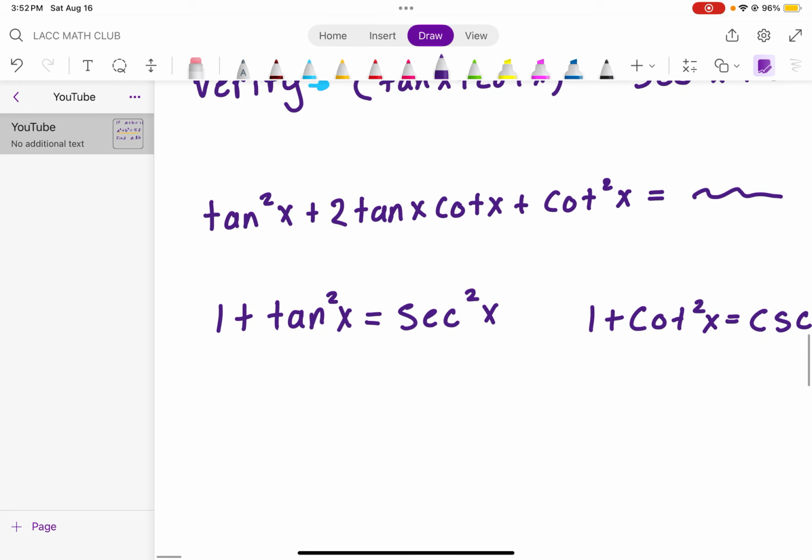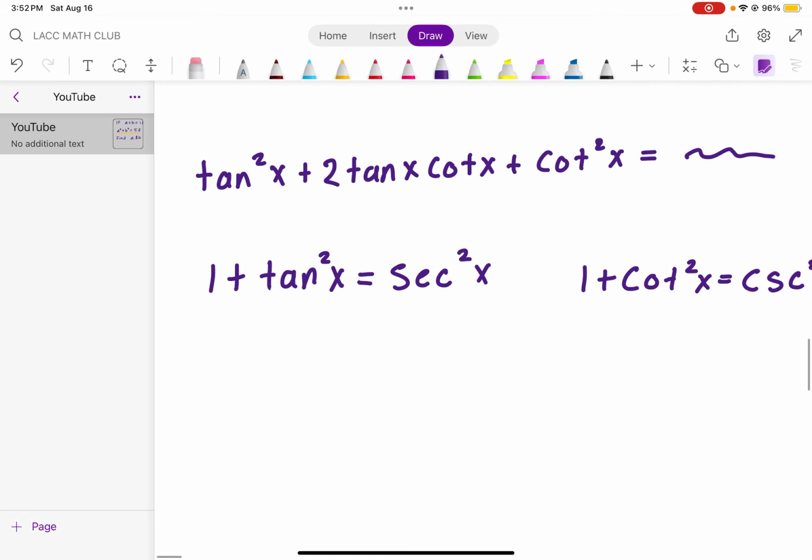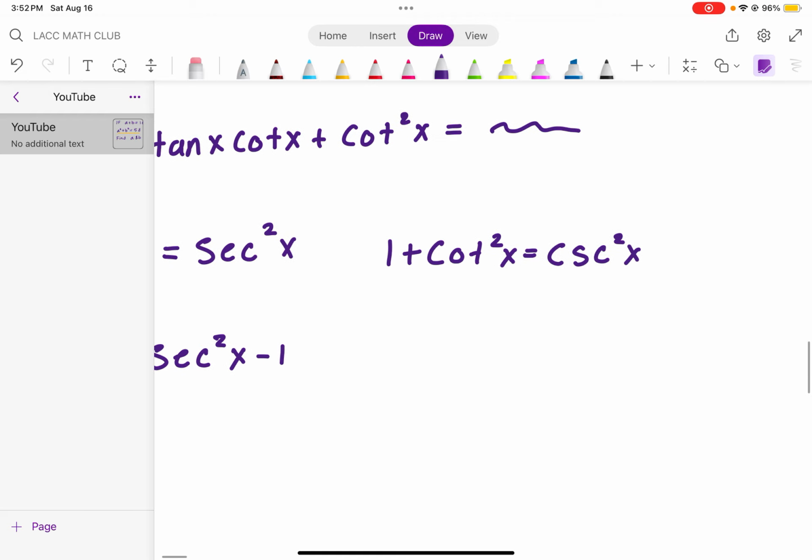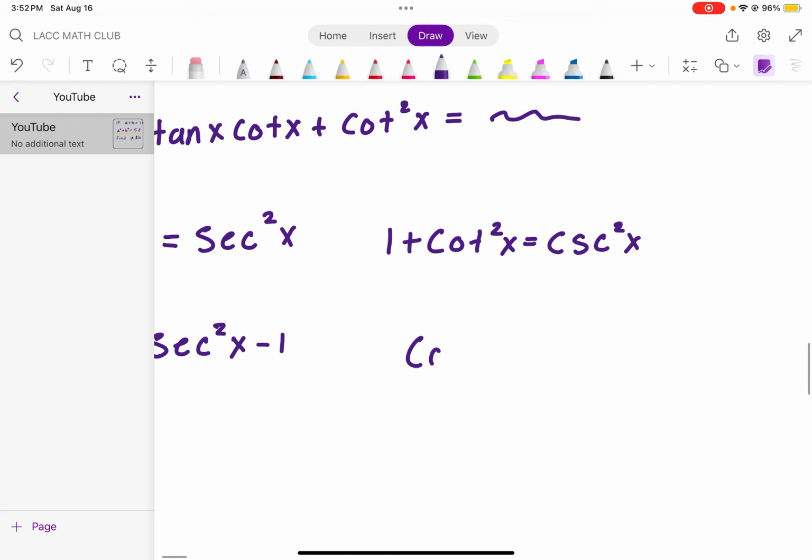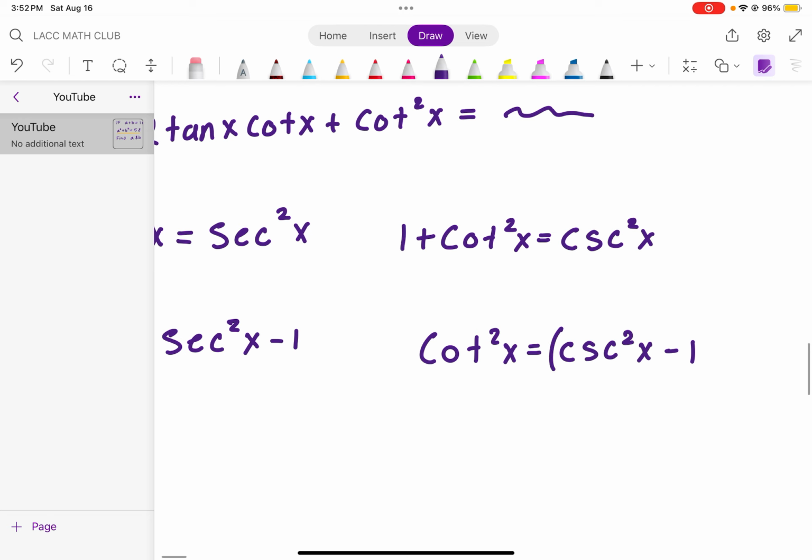Now, I have tangent, I have cotangent, I need them. So I'm going to manipulate these Pythagorean identities. Tangent squared will now be equal to secant squared minus 1. I'm just subtracting 1 from both sides. This is an equation, that's totally fine. And cotangent squared is equal to cosecant squared minus 1. Boom. So there we go.